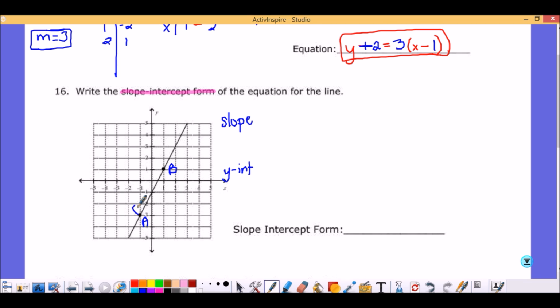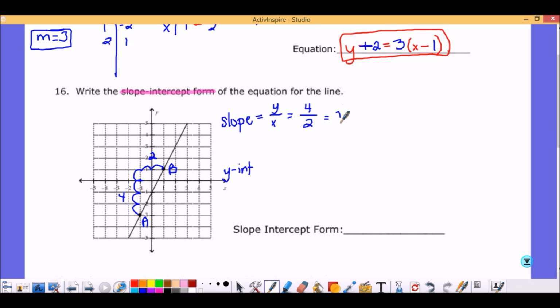I go up 1, up 2, up 3, up 4 lines. So I'm going to go up 4, which is the slope, y over x. So I went up 4, and then now I'm going to turn to the right, 1, 2. So I went to the right 2. So this reduces to 2.